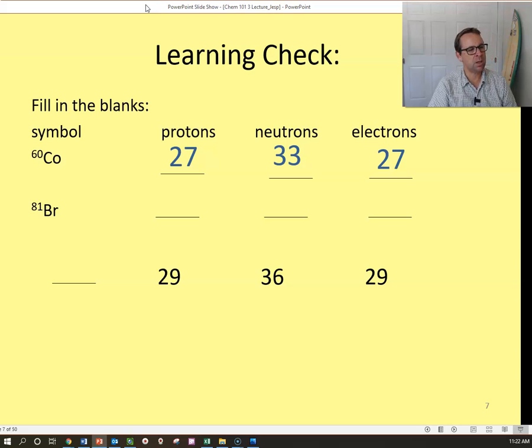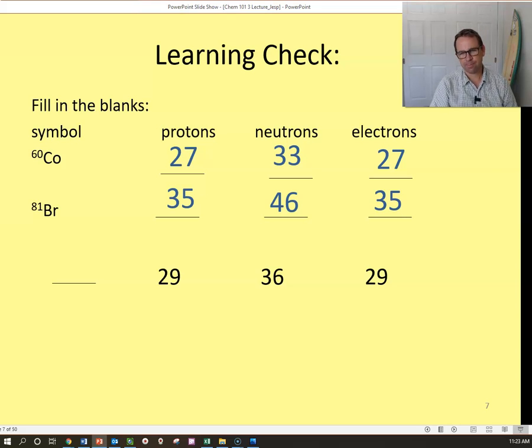Bromine is underneath number 17. So 35 protons. Very good. And then 46 neutrons. Very good, 46 neutrons. And then it would be 35 electrons.